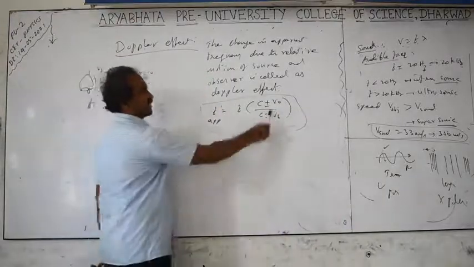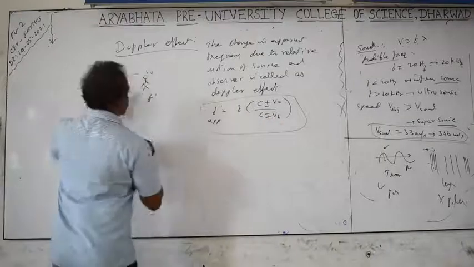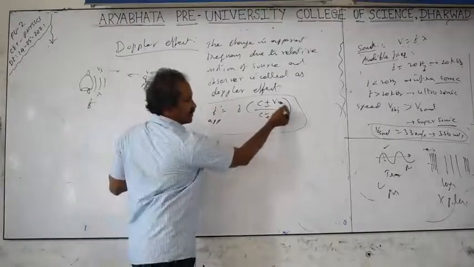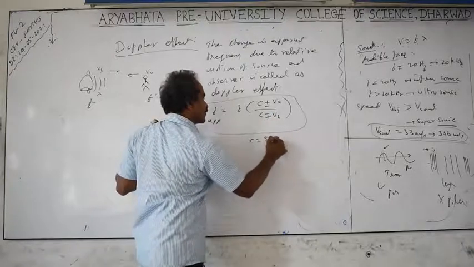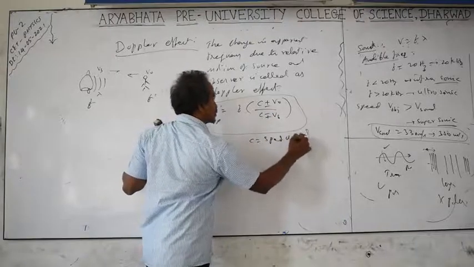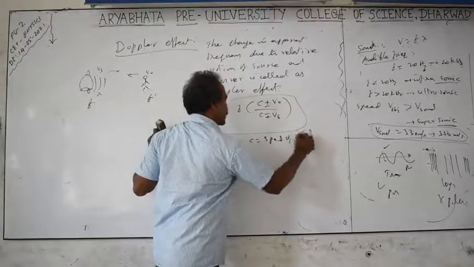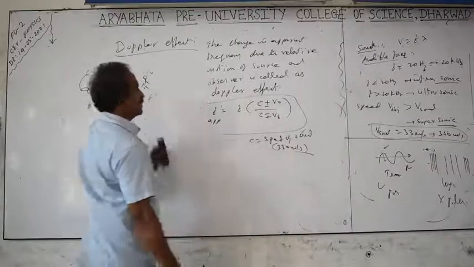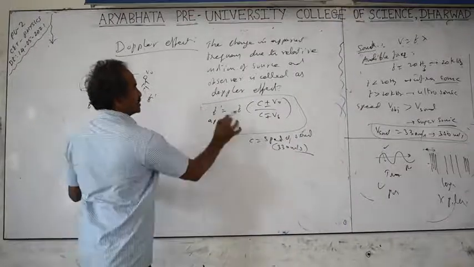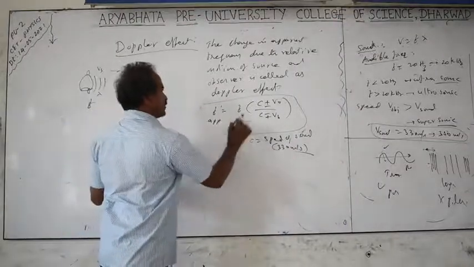VO is the observer velocity, Vs is the source velocity, meaning the source is in motion. If the observer is at rest, VO is 0. If the source is at rest, Vs is 0. C is the speed of sound in this formula, that is 330 meters per second at 0 degrees centigrade approximately. Change in frequency is equal to f prime minus f.